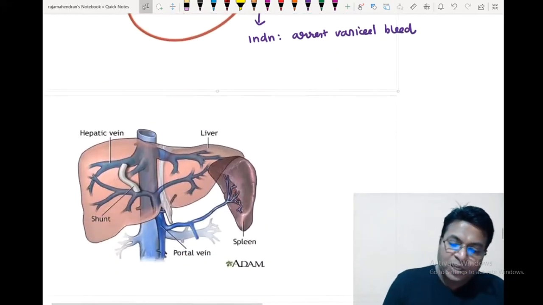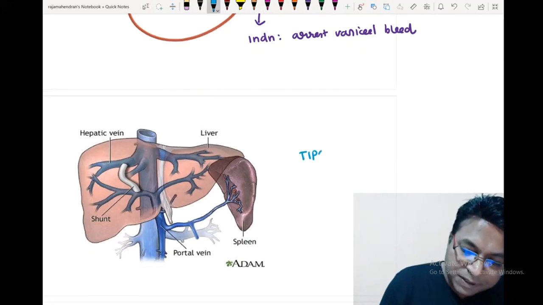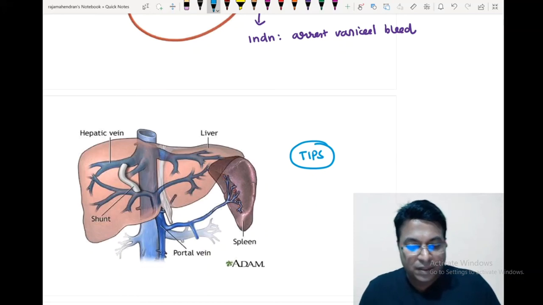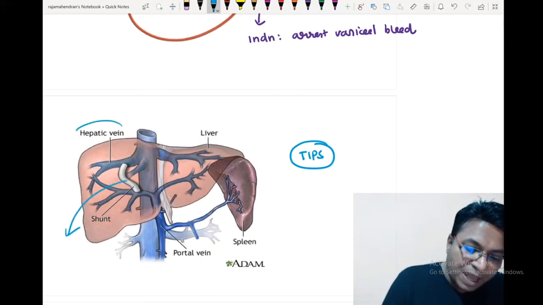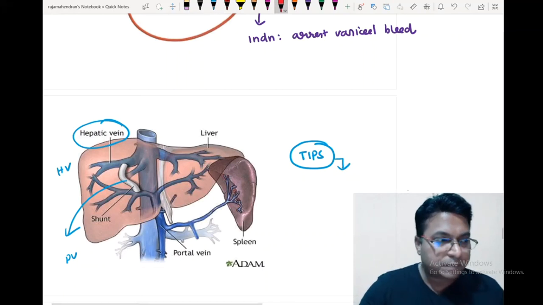So this is a picture showing you what procedure is going on here. What is the procedure going on here? This is TIPS, Transjugular intrahepatic portosystemic shunt. You can see the stent kept between the hepatic vein and the portal vein. This is a picture showing you TIPS. Okay.